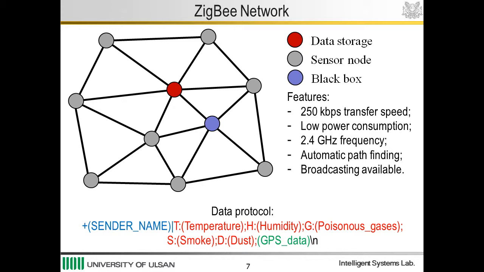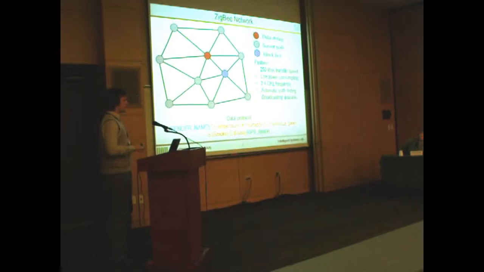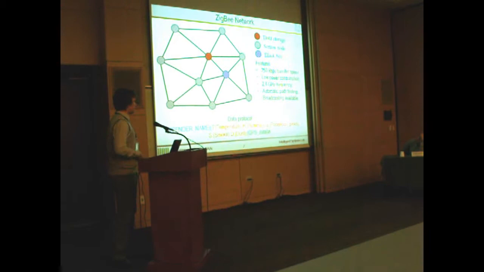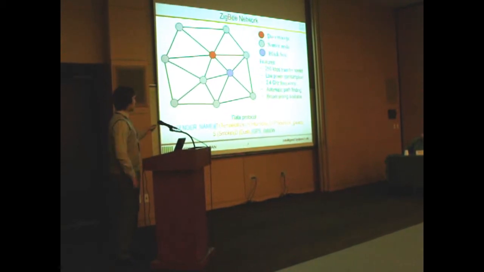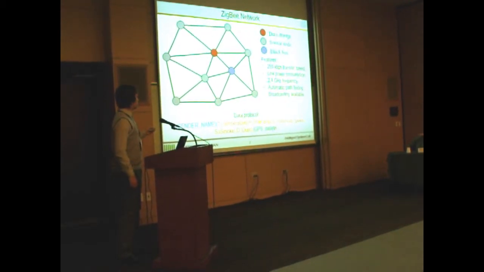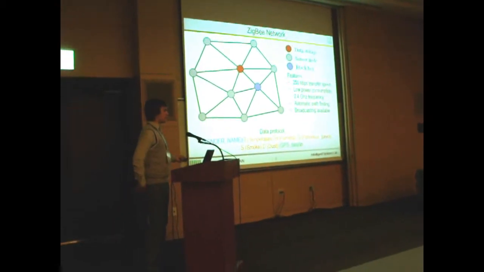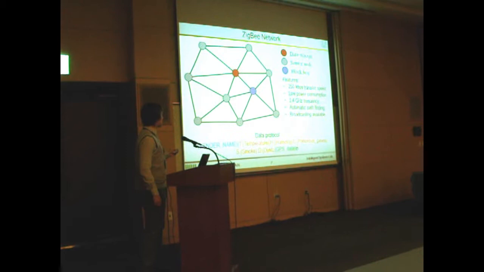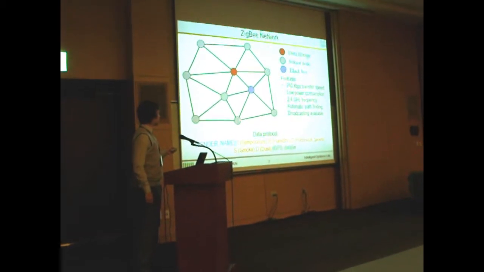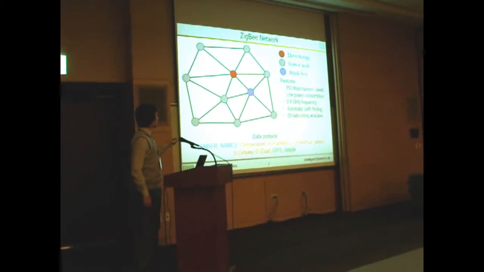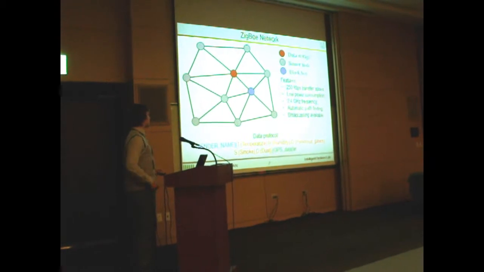The black box is a sensor node actually without sensors, but with an SD card with high capacity. This black box gathers data from all the sensor nodes and stores this data. So in this way, we can store the data in the sensor node on an SD card, in the black box, and in the data storage on the server.